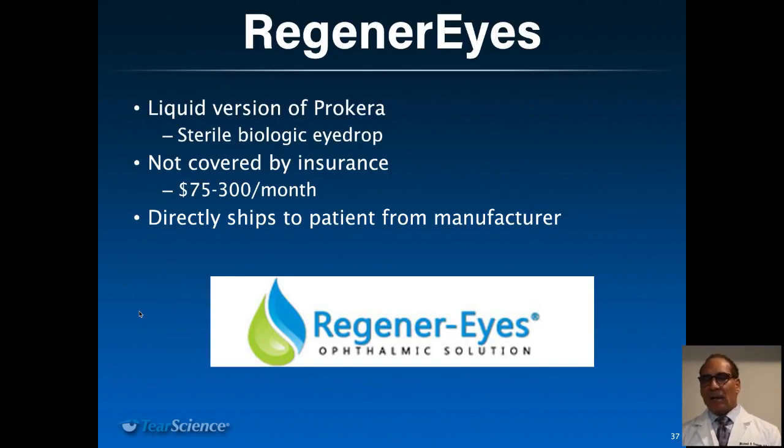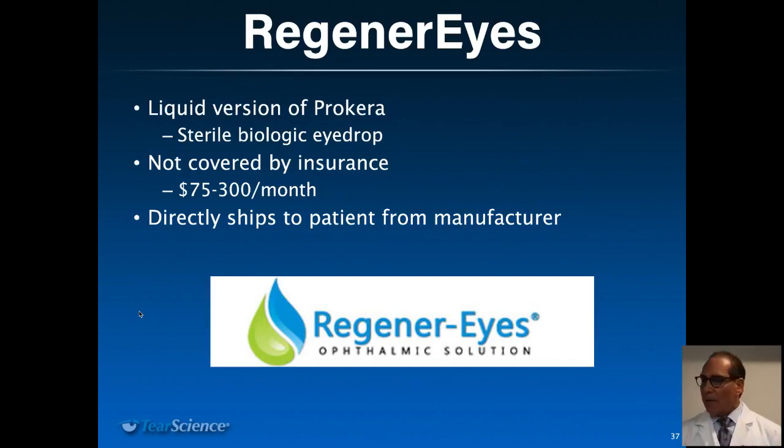I tell patients it's kind of like eating a pear versus pear juice. The pear still has more nutrients. The juice is still good, but we prefer the pear. So the Procura is the original membrane. The juice is the Regenerize. The other thing I like about the Regenerize is it is, of course, FDA approved. Right? They ship it directly to your home. There's no preservative, so you don't have to worry about any kind of reaction to the medicine itself.